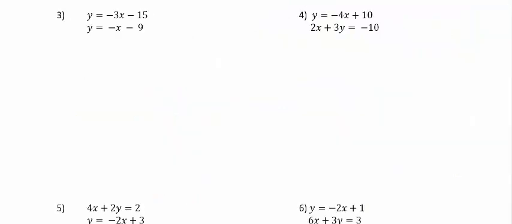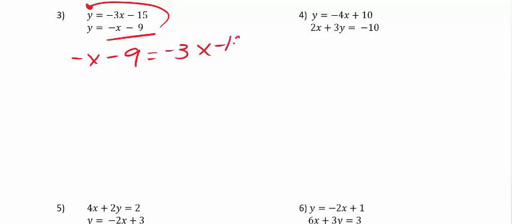In number 3, we have y equals negative 3x minus 15 and y equals negative x minus 9. Both of them have been solved for y. Therefore, I can just go ahead and plug in this negative x minus 9 in place of y here in the first equation and set the two expressions equal to one another. So we have a negative x minus 9 that's getting plugged in for y, and that's going to equal a negative 3x minus 15.